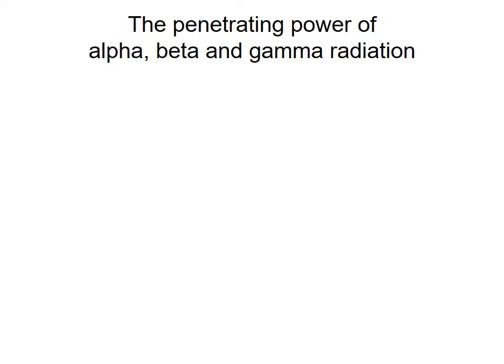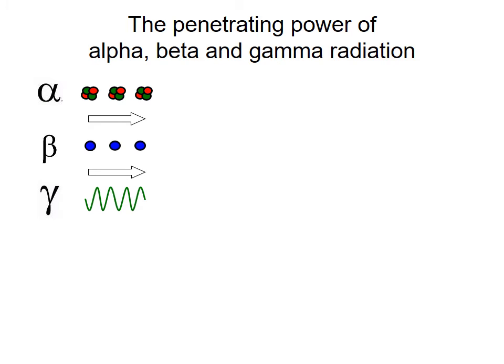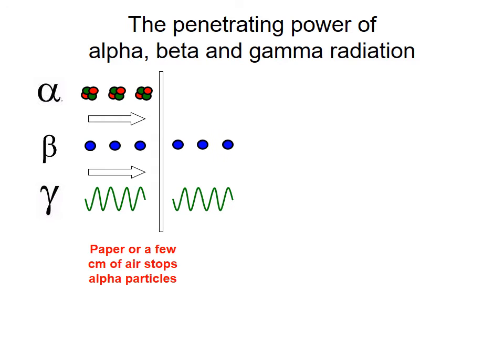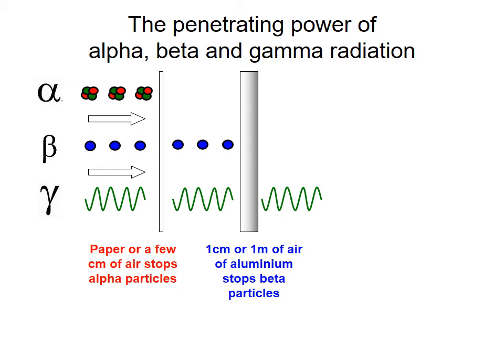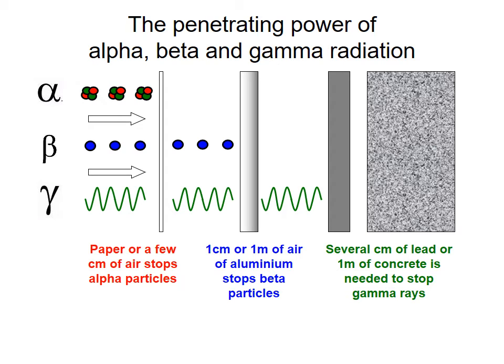You can also measure the penetrating power of alpha, beta, and gamma radiation when you consider how far they can travel in the atmosphere. Paper or a few centimeters of air stops alpha particles because they're quite big and slow moving. A centimeter of aluminium or about a meter of air will stop beta particles because they're quite high speed. And a centimeter of lead and about a meter of concrete should stop gamma radiation because they're quite high energy, because of their high frequency.